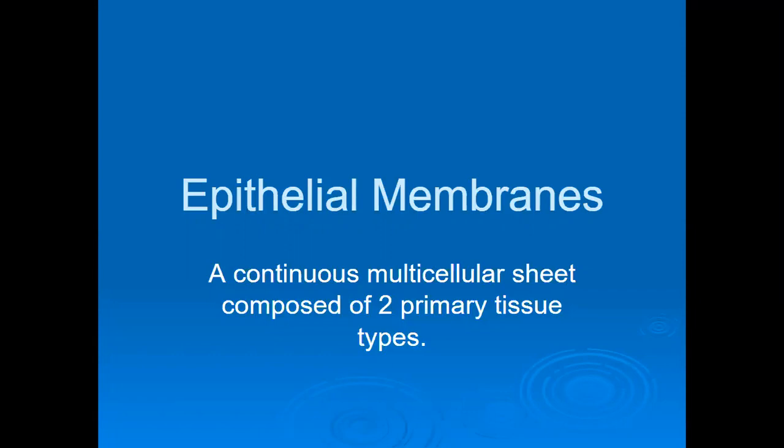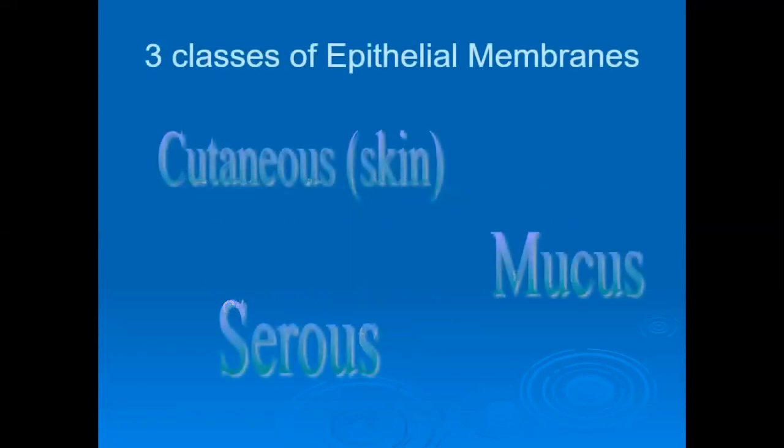So we've already talked about epithelial tissue. So what makes epithelial membranes different? Well, basically, it's a multicellular sheet of epithelial cells, and it could be made up of more than one type of epithelial cell as well. And so what happens is they line the body cavities, or they are found on the skin or make up the skin. So they fall into three categories or three classes.